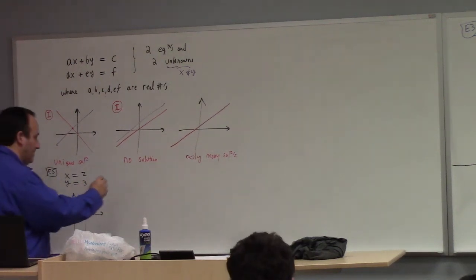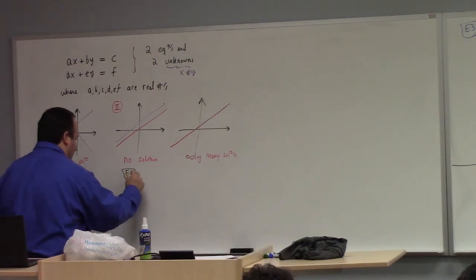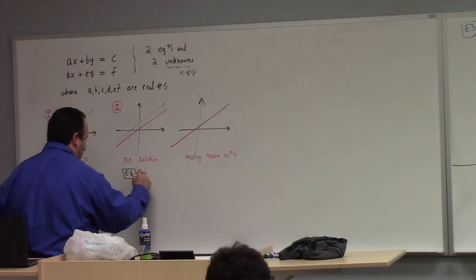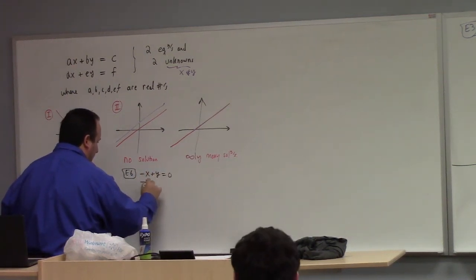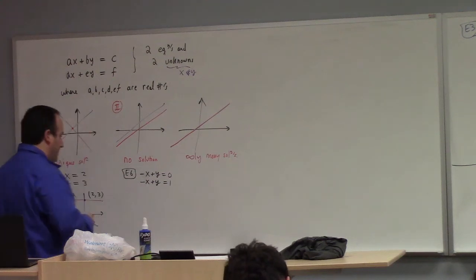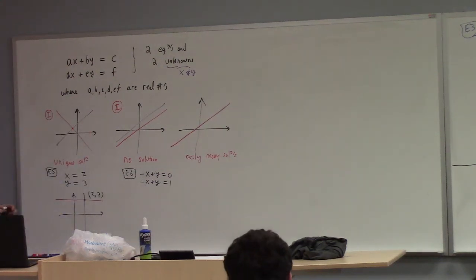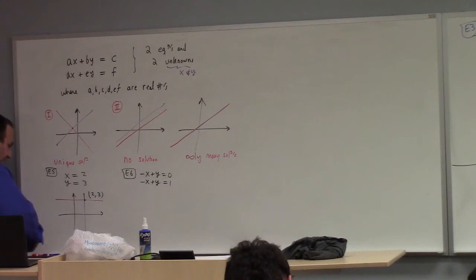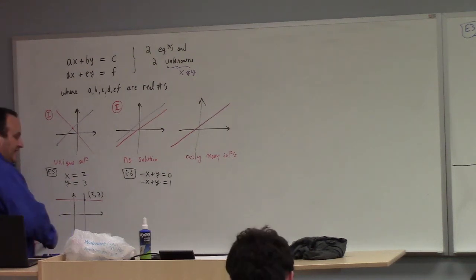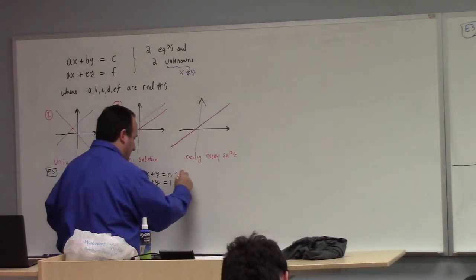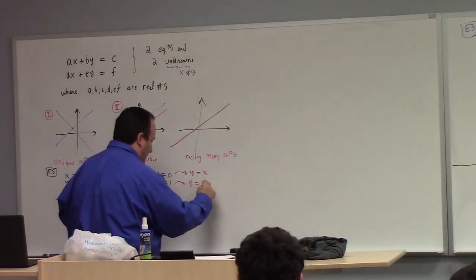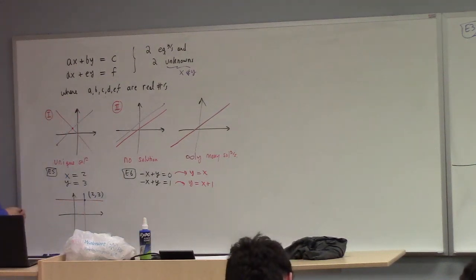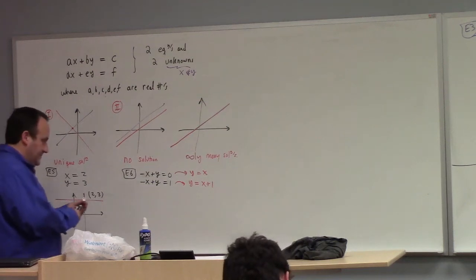Example 6. We could have minus x plus y equals 0, minus x plus y equals 1. Let me put them in a more familiar framework. That's y equals x, and this is y equals x plus 1. Graph that.